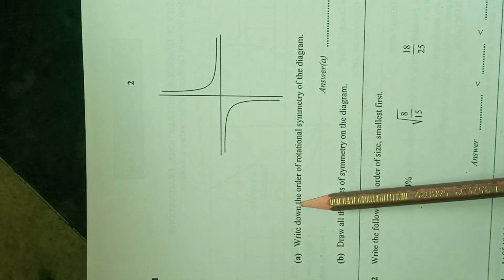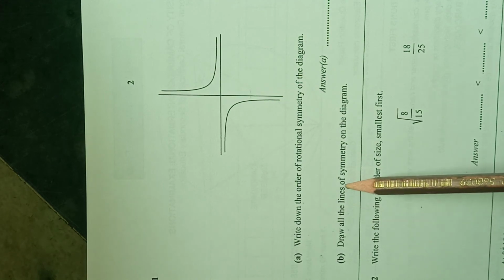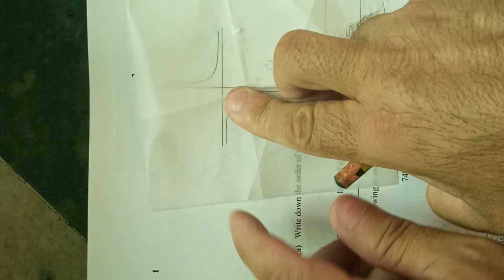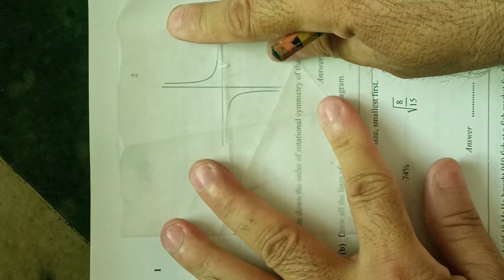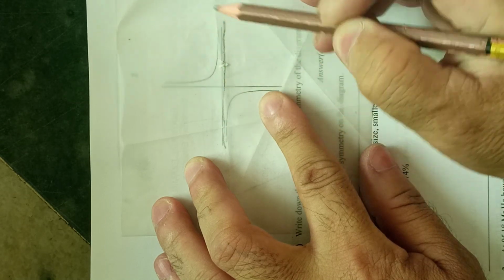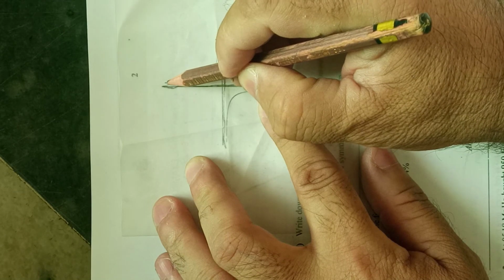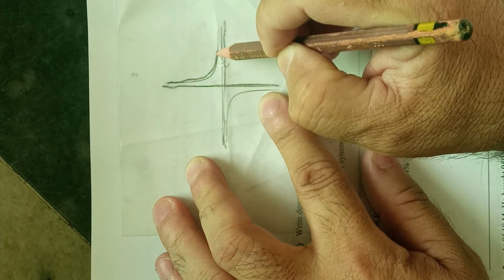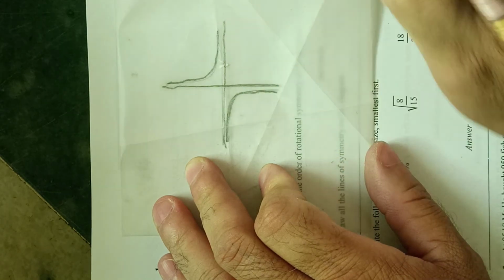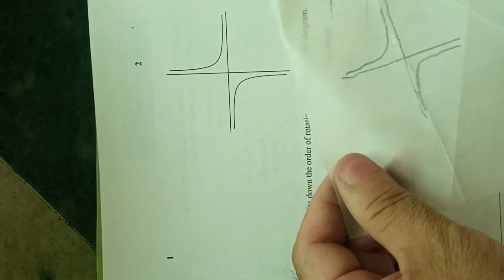Write down the order of rotational symmetry of the diagram. Draw all the lines of symmetry on the diagram. So let me draw this on the tracing paper. It's better to draw on the tracing paper. This is the x-axis, this is the y-axis, and this is the curve. This is the second part of the curve. So now let me fold this here like this, in this diagonal.